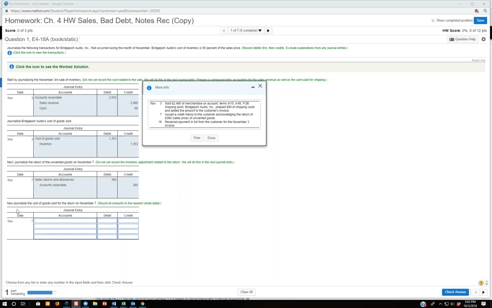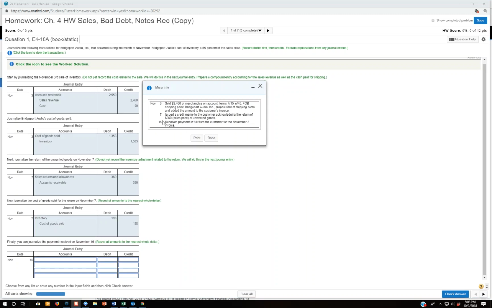The next thing that happens is they want to return, take that back into the inventory, and they want to reverse that out of the cost of goods sold. And remember, we have a 55% margin over here, so that's exactly what we're going to record the cost of goods sold at. So we're going to take it back into our inventory at the 55%, which in our case is $198, and I'm going to reverse that out of cost of goods sold for $198.